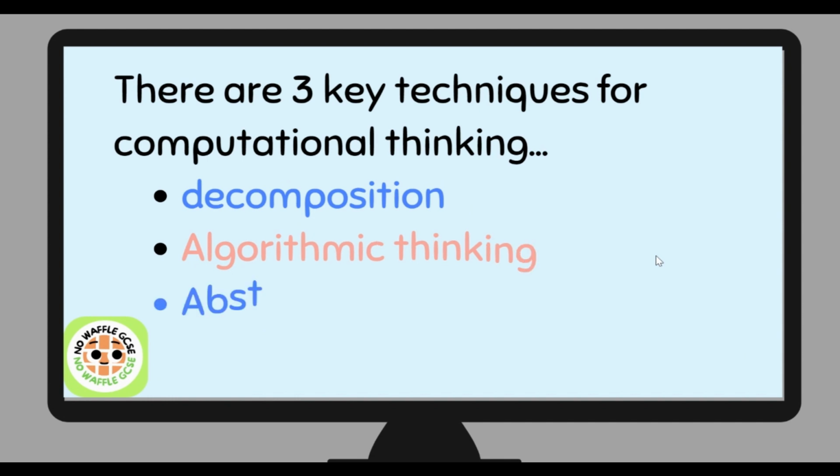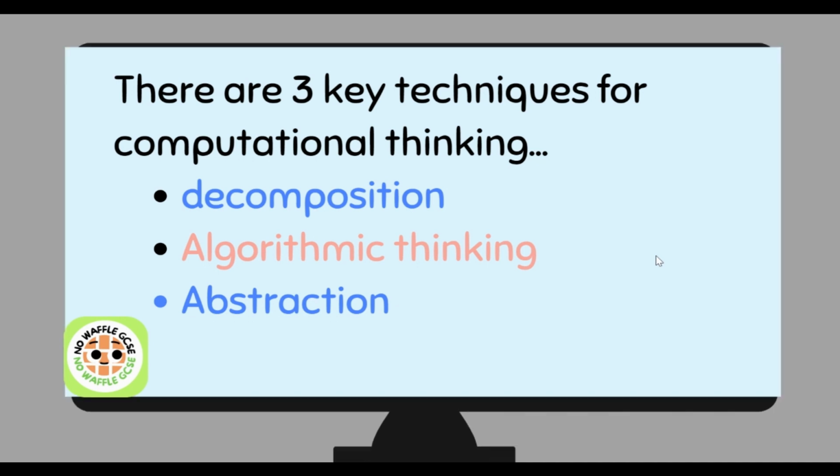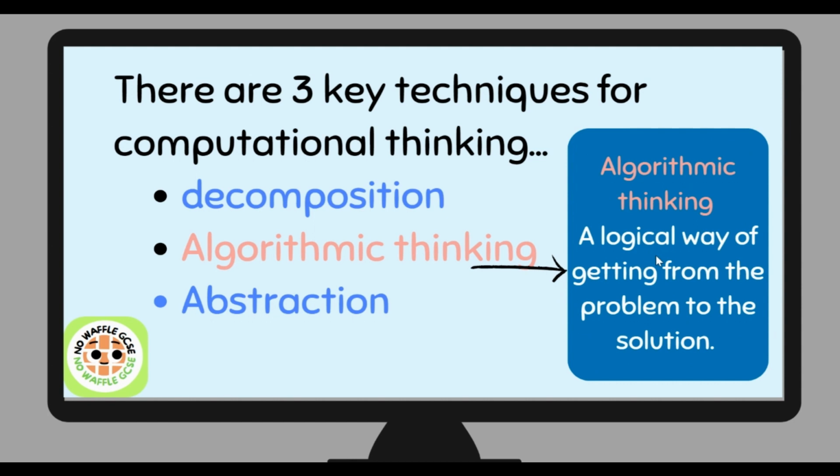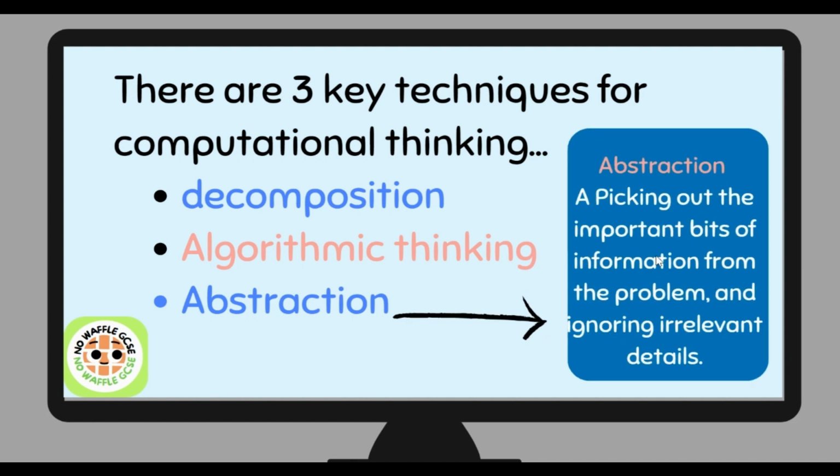There are three key techniques for computational thinking: decomposition, algorithmic thinking, and abstraction. Now, decomposition is breaking down a complex problem into smaller problems and solving each of those smaller problems individually. Algorithmic thinking is a logical way of getting from the problem to the solution. And abstraction is picking up the important bits of information from the problem and ignoring all of the irrelevant details.